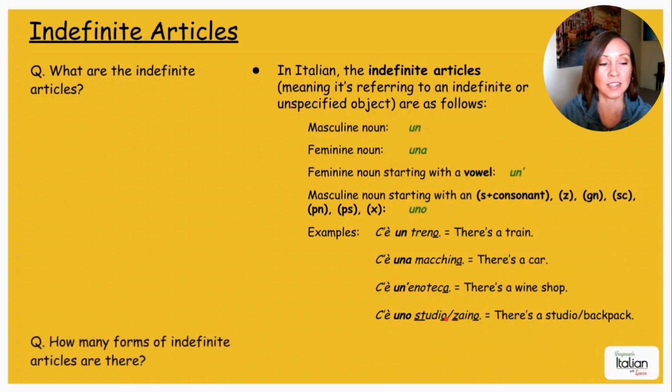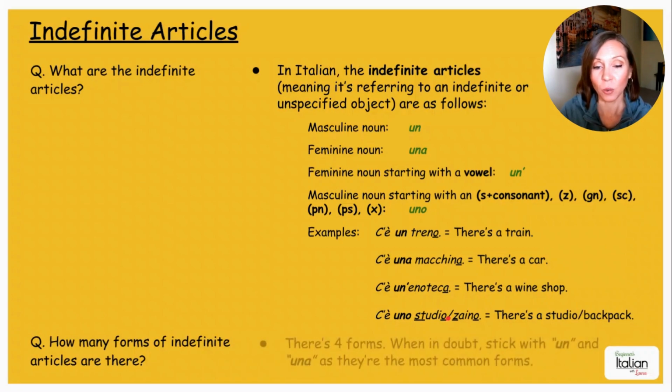How many forms of indefinite articles are there? Well, there's 4 forms. When in doubt, stick with un and una, as they are the most common forms, because most of the nouns are going to be masculine or feminine rather than all these guys here. So you should learn all 4 of them, obviously, but if you're in doubt, then just go with un or una and you're more likely to be correct.